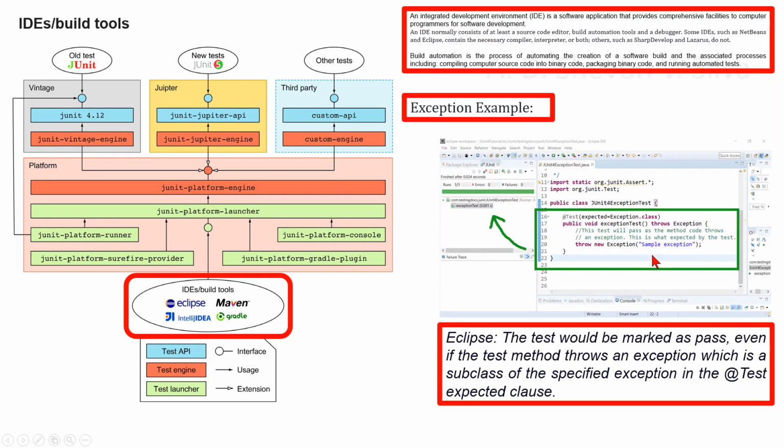As an exception example, we can consider this. In Eclipse, the test would be marked as passed even if the test method throws an exception which is a subclass of the specified exception in the @Test expected clause.